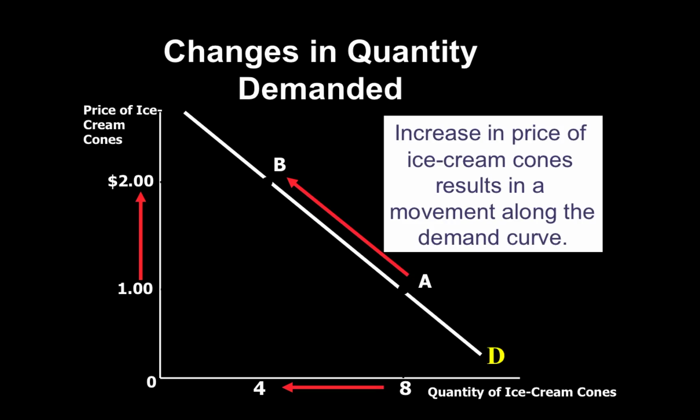Here's what would happen if you had an increase in price. So if you had an increase in price from $1 to $2, you would have movement on the curve from A to B, showing that there were 8 ice cream cones demanded at one point, and now there's only 4. And so that's a change in quantity demanded.